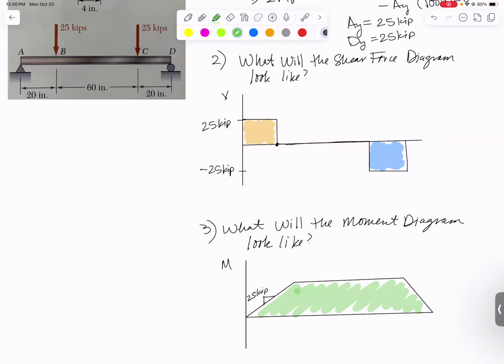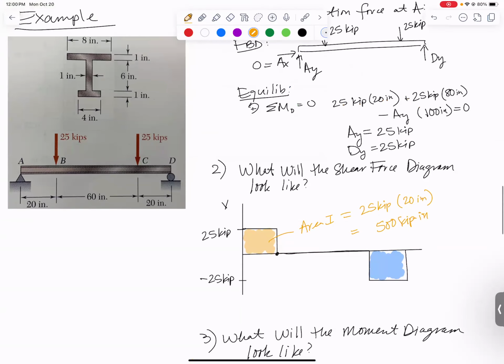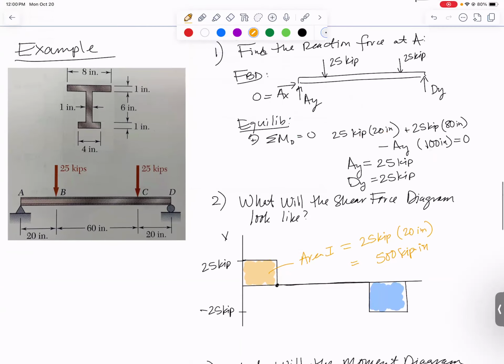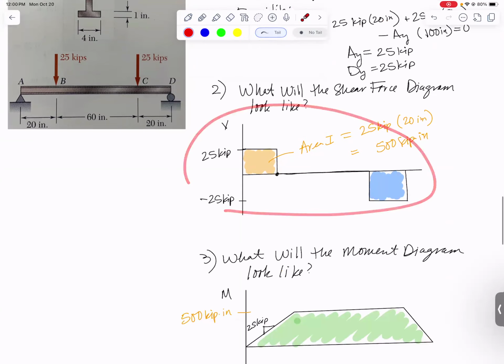What really matters is the max bending moment. So let's figure out how big it is by calculating area 1. That's 25 kips times 20 inches. Multiplying that out, 500 kip inches. So M max is 500 kip inches. There is, kind of going back to basics, what our first steps for this problem would be. We'd want a free body diagram. We figure out what the shear force diagram looks like. We figure out what the bending moment diagram looks like and find that maximum bending moment.